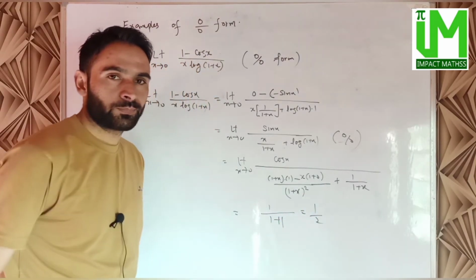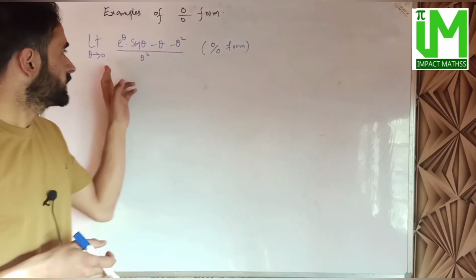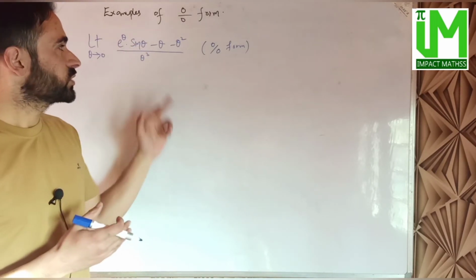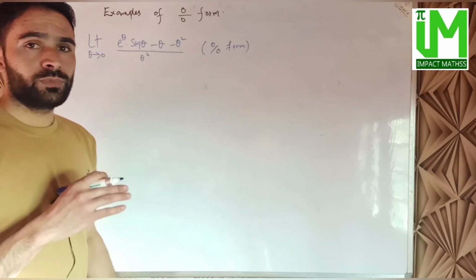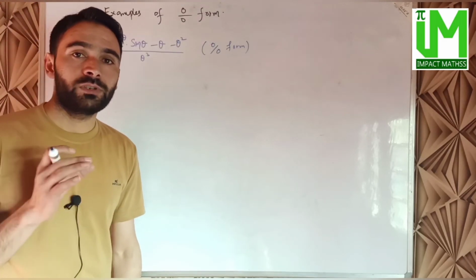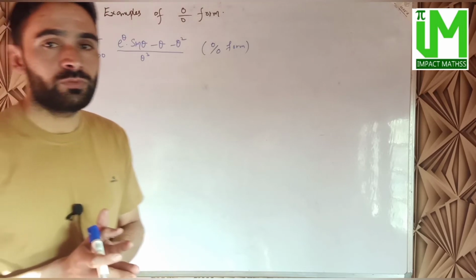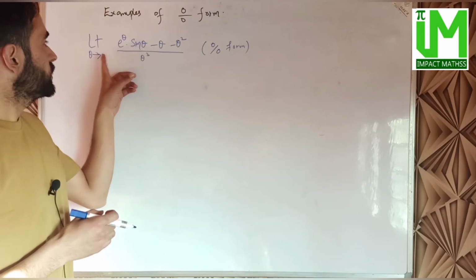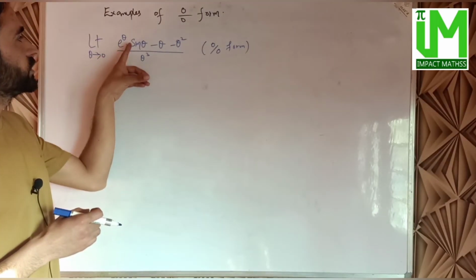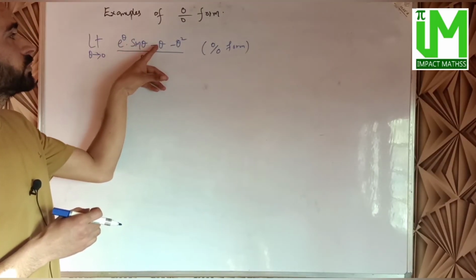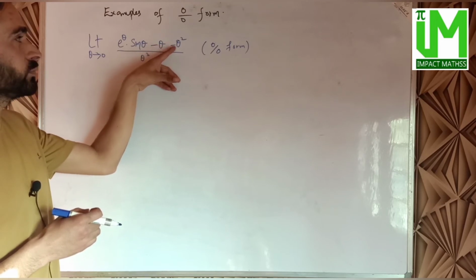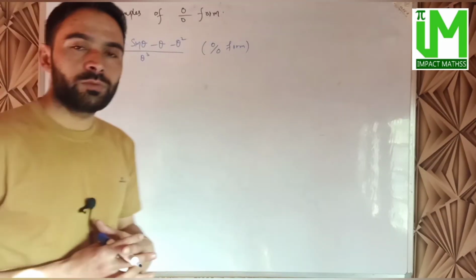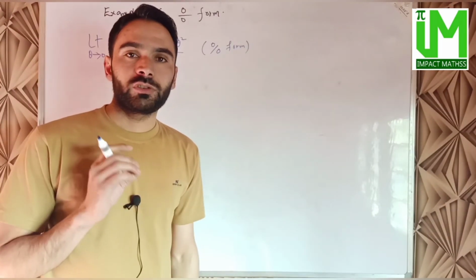Now our next example will be limit theta tends to 0 of (e to the power theta sin theta minus theta square) divided by theta cube. But before proceeding with L'Hopital's rule, we'll first check whether this is an indeterminate form or not. Only then is L'Hopital's rule applicable. So if we check the condition, theta tends to 0, so sin theta will be 0 and minus theta tends to 0, so 0 minus 0 divided by 0 cube. So it is an indeterminate form of the type 0 by 0. So L'Hopital's rule is applicable.